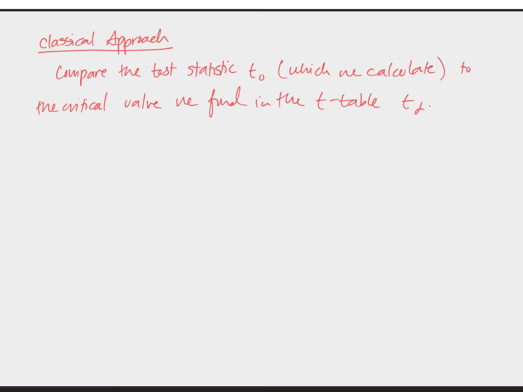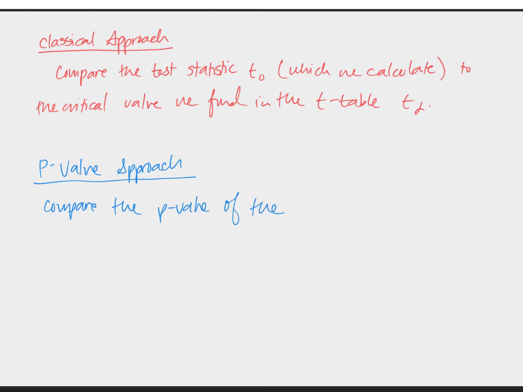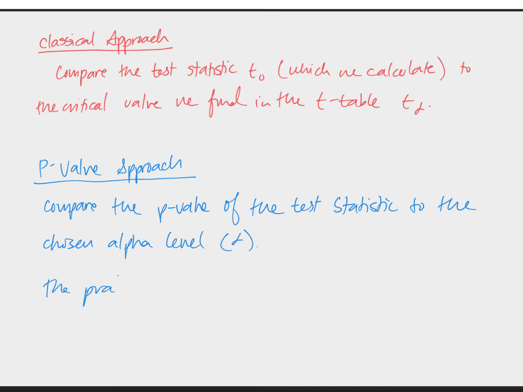For the p-value approach, we still use the table, but in a slightly different way. So what we're going to do is we compare the p-value of the test statistic to the chosen alpha level. But the question is, where do we get the p-value? And the p-value, let me go ahead and make that a capital P. The P-value.